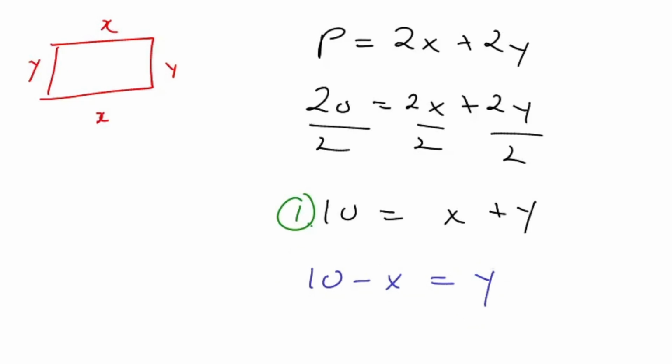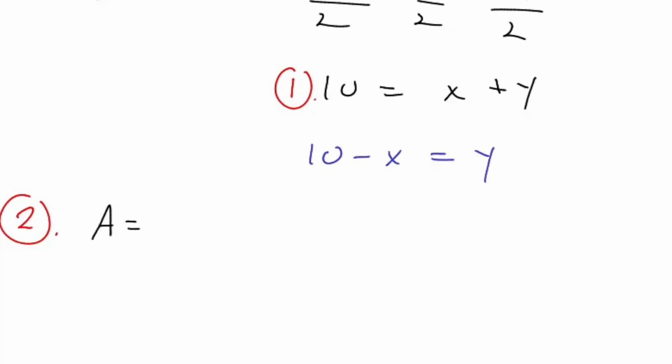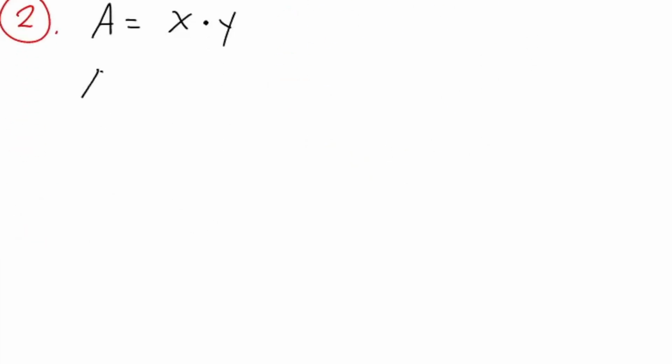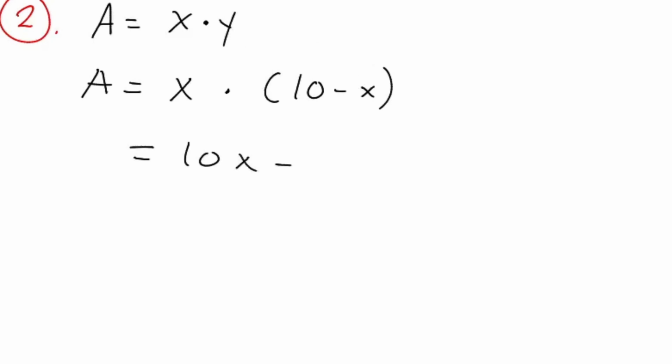Now, for our second equation, let me put this in red because it's easier to see. Our area, the area of any rectangle, is going to be x times y. This is where it becomes important, because now we can write our y in terms of our x. So our area is equal to x, which I'm keeping as x, times y, which is 10 minus x. Now I'm going to use the distributive property to simplify it. So it's going to be equal to 10x minus x squared.